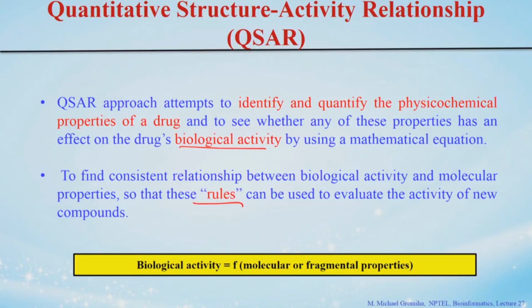With the known compounds, if you make some rules, then we can adopt these rules to identify the new compounds. Essentially, the biological activity is a function of the molecular or the fragmental properties. If you have the ligand, you can take the molecular properties of the individual fragments and sum up everything, or take the whole molecule. This is a function of the different properties of the ligands that can explain the biological activity. This is the principle mainly used in QSAR studies.